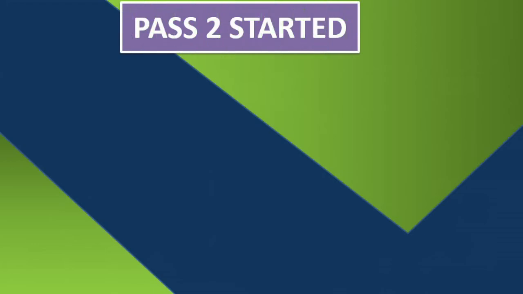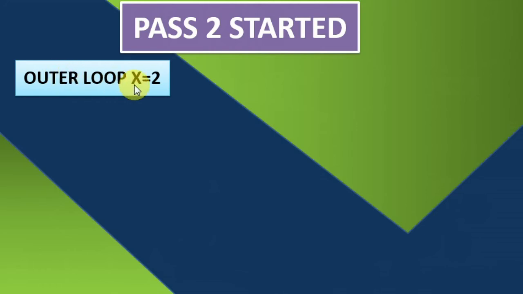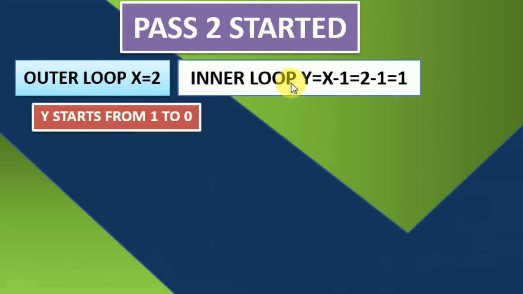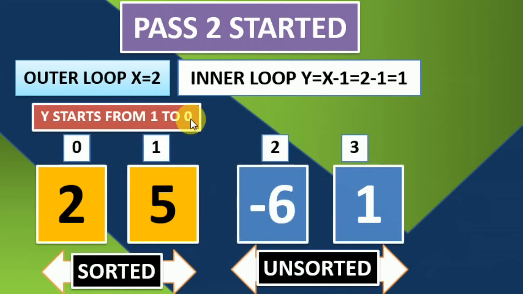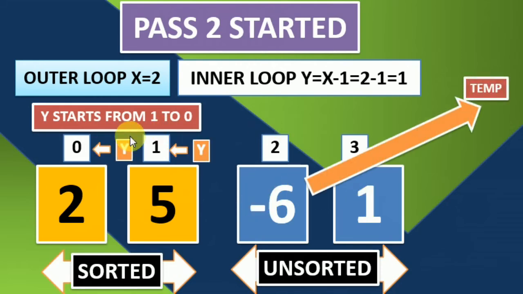Now pass 2 started. When pass 2 starts, where is the outer loop? Now x is at 2. Inner loop y is going to start from x minus 1. That means 2 minus 1, it means 1. How many times is the while loop going to work? 1 to 0. That means 2 times. So these are our numbers and these are the values. Y first time is going to be 1. Second time it is going to be 0, because y minus minus. At the same time this is the number that is going to be checked and we keep the copy inside.